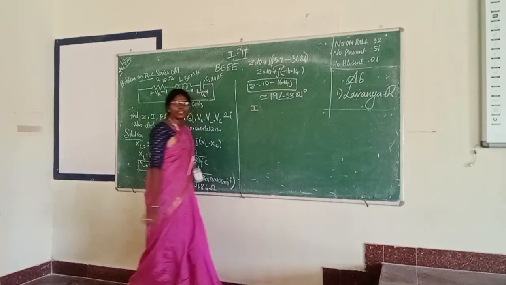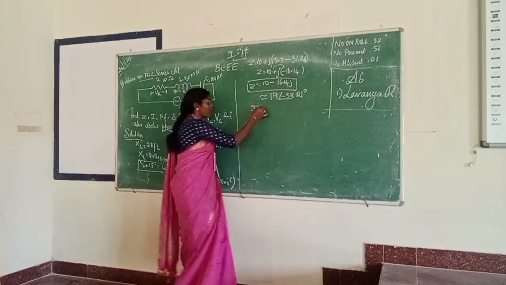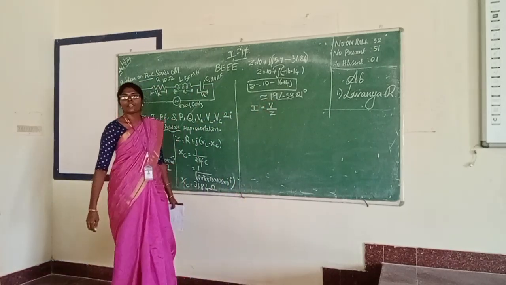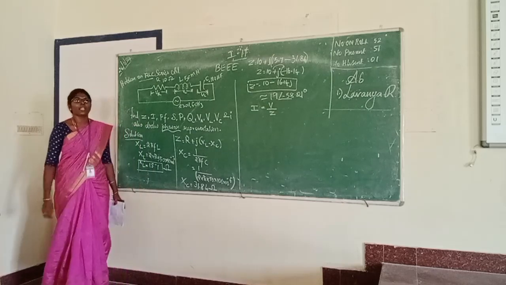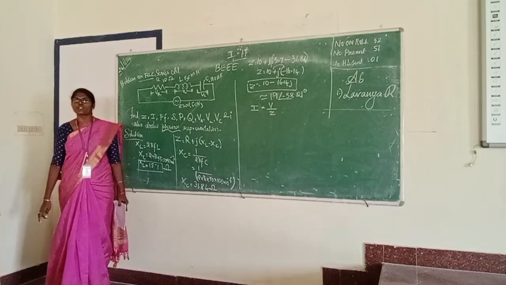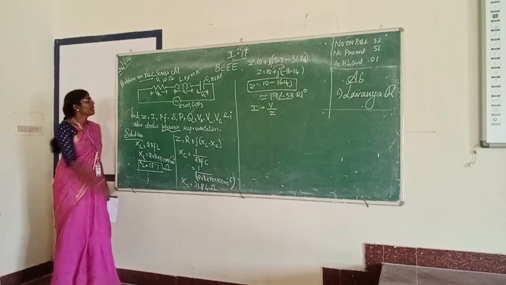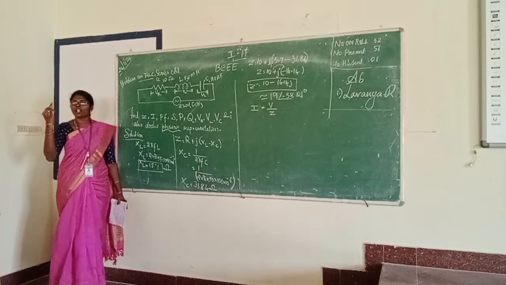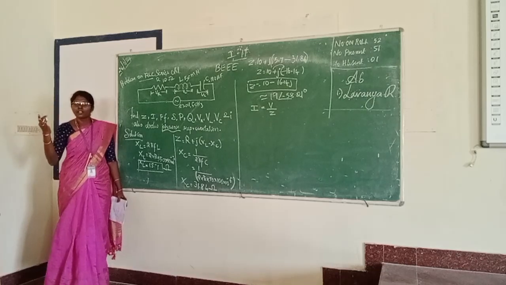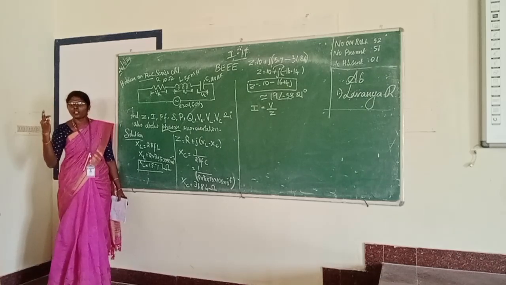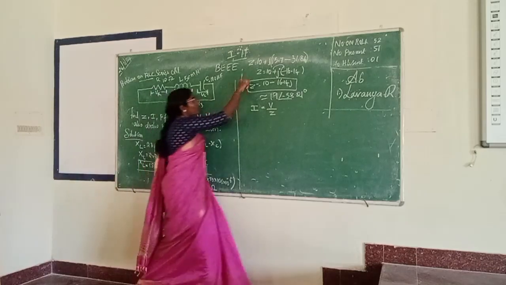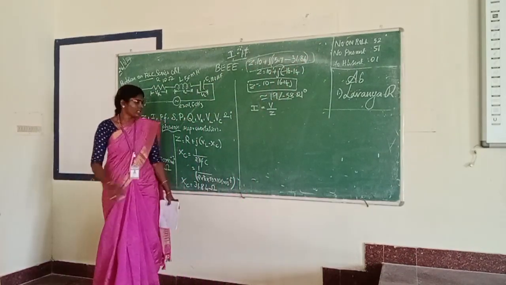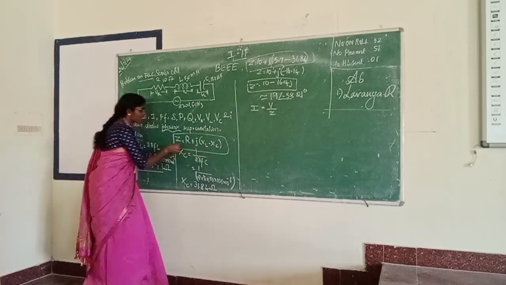Next, what you have to find out? The current I. To find out the current I, what is the formula? V by Z. From Ohm's law, I is equal to V by R, right? Here R is there, inductance is there. For inductance we have calculated XL, and for capacitance we have calculated XC, and based on that we have made a whole formula, that is impedance Z is equal to R plus j into (XL minus XC).